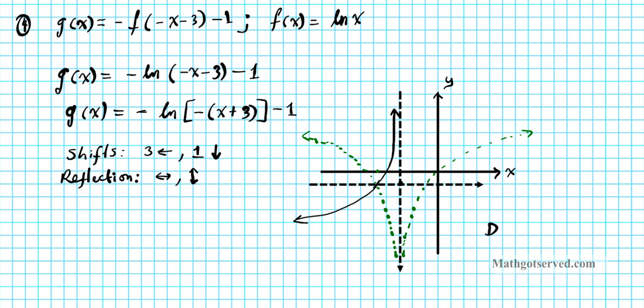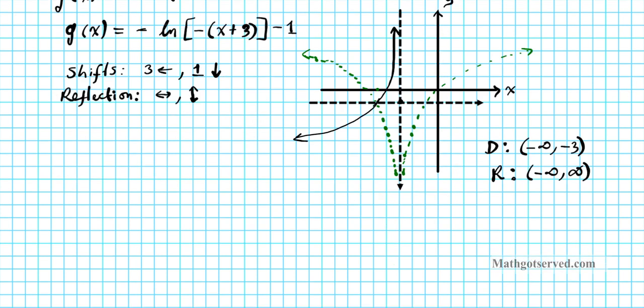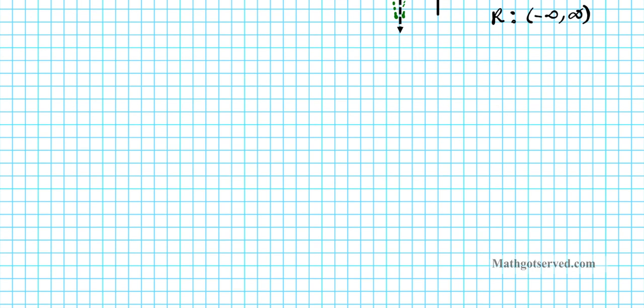Okay, so what's the domain here? What's the domain of your translated function? Your domain is from negative infinity all the way to negative 3. Parentheses because this line is not included. And your range is your vertical span, and it goes from negative infinity all the way to infinity. Alright, so there goes your domain and your range. Alright, let's shift our attention to number 5, question 5.